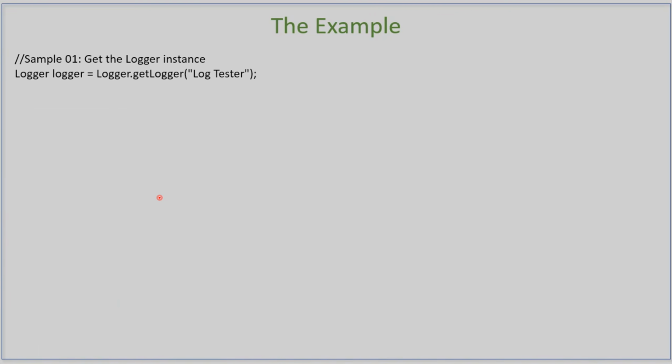So let's look at the example. This is the way we can get a logger. Here is the logger object. We already specified the package from util logging. So we get Logger.getLogger. This is a utility function because we are using the class name getLogger. Then you can provide a name for your logger. Here we are giving it a name, log tester, and we receive the logger object here.